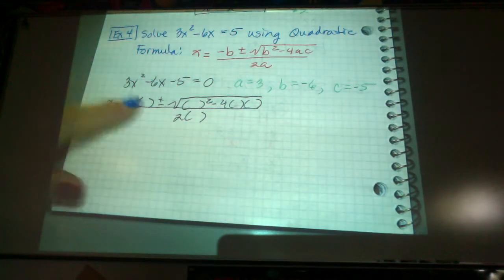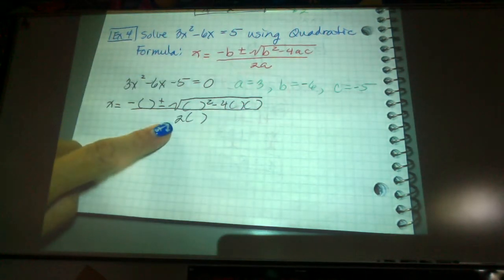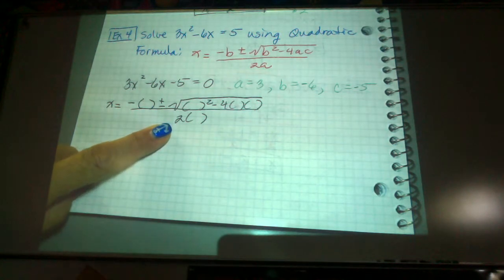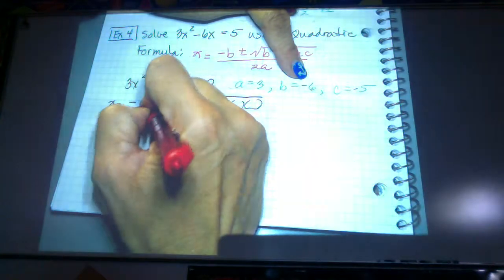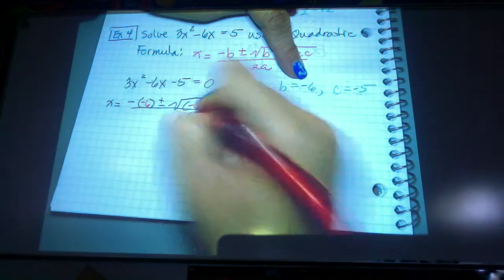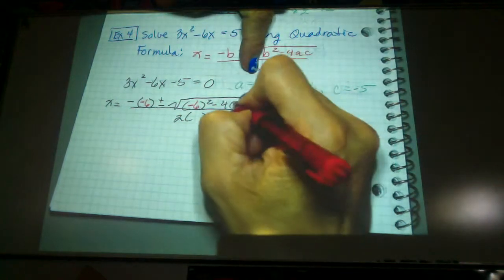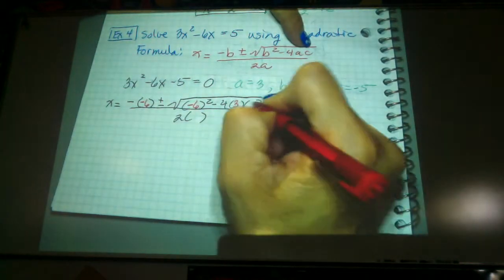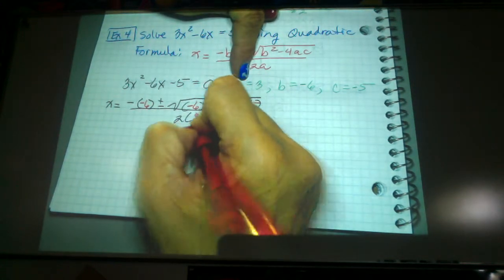So now all that's different is that your parentheses have replaced the a's, b's, and c's, and I do that on purpose. So b is -6, so we put a -6 in here, and then this is b squared, so a -6 goes in there. Then a is 3, c is -5, and a goes again down here, and that's 3.